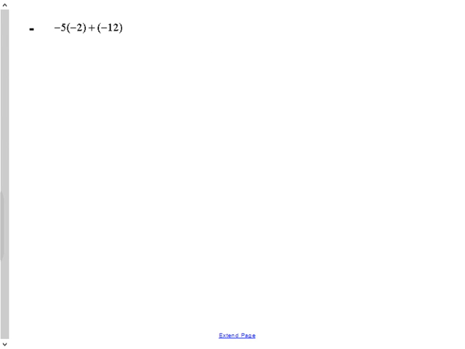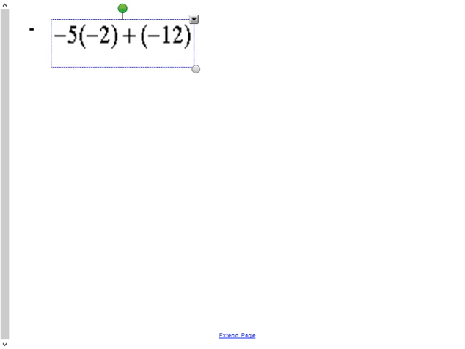Question 2 says negative 5 bracket negative 2, and for some of you, you've forgotten what this means. Negative 5 bracket negative 2 is the same thing as saying negative 5 times negative 2. When a number is next to another number in brackets, it means multiplication. So negative 5 times negative 2 is a positive 10, because negative times negative is a positive. And I write the rest of it down.